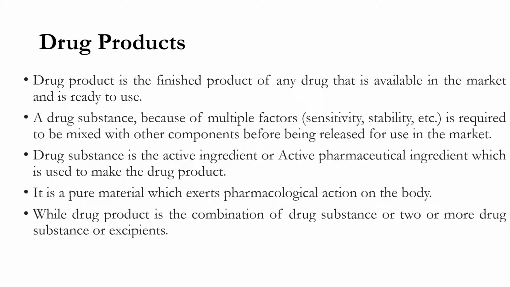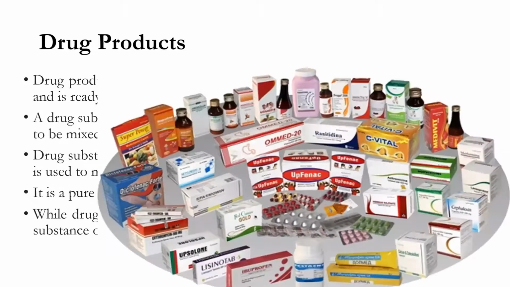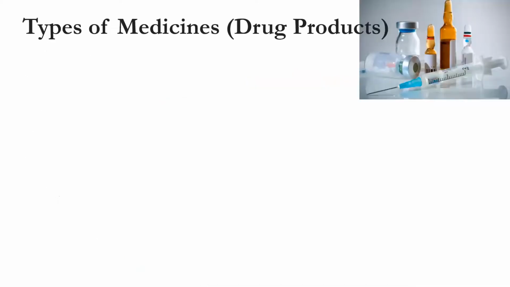So the drug substance is the active pharmaceutical ingredient, or simply API, which is sold in the market, and it can be pure and exert pharmacological action on the body. So these different types of drug products are available in the market. What types of medicine or drug products are available?